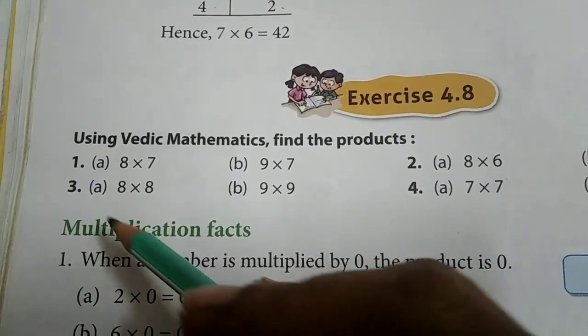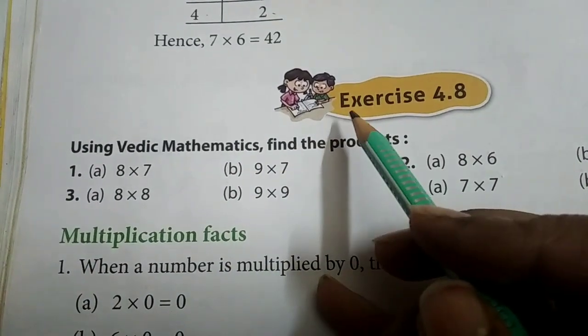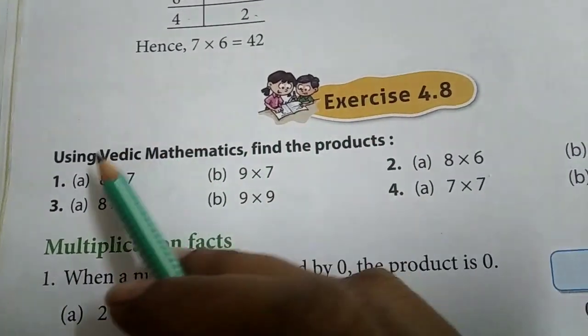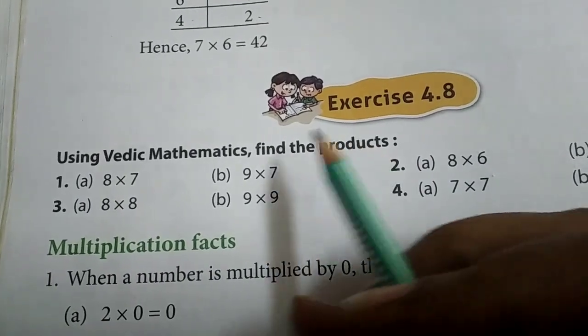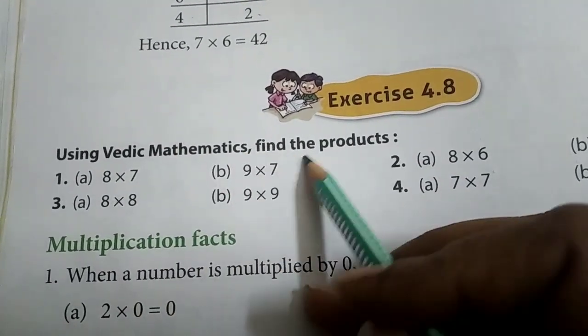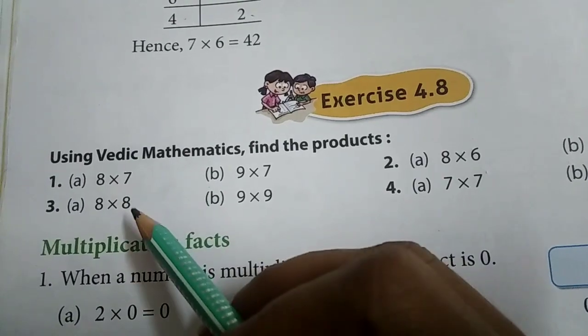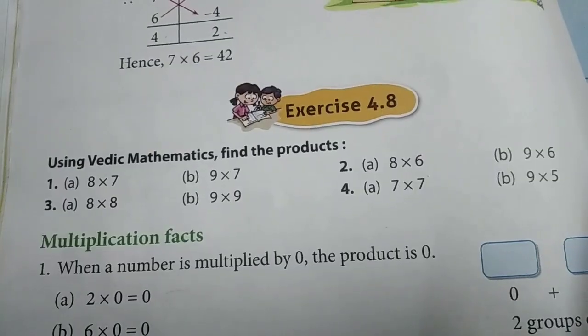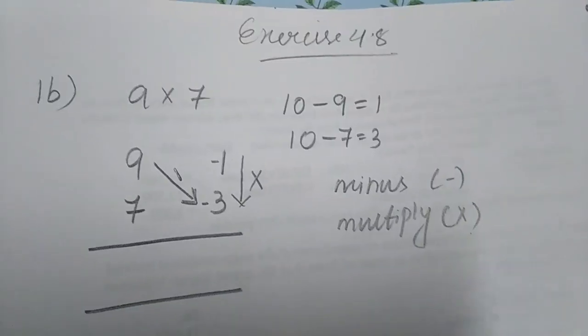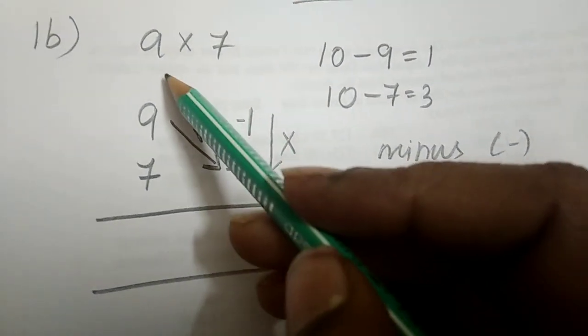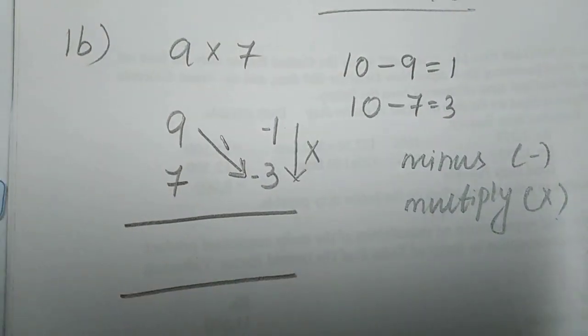Now, let's do one example from your exercise. Here I am doing the first one, B bit. This is exercise 4.8. Using Vedic mathematics, find the products. You have to use the formula Nikhilam Navatascaramam Dashatah. So, let's do it. Here you can see the question: 9 into 7.